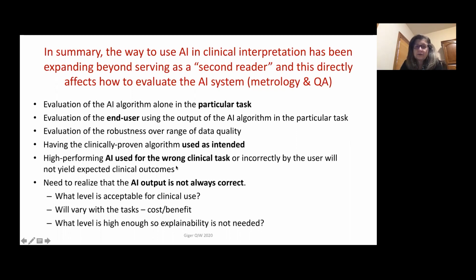We need to look over the robustness, over the range of data quality, make sure it's being used as intended. High-performing AI used for the wrong clinical task or incorrectly by the user will not yield expected clinical outcomes. And we need to realize that AI output is not always correct. And so we need to ask, what level is acceptable for clinical use? How will it vary with the task? What is the cost benefit? And what level is high enough so explainability is not needed?